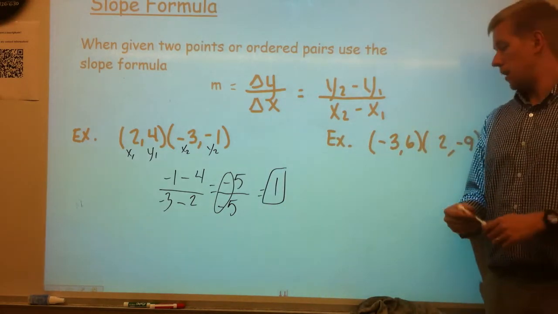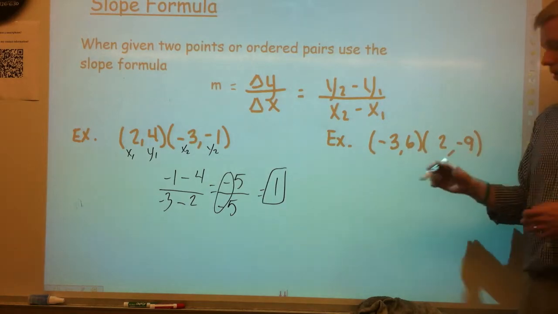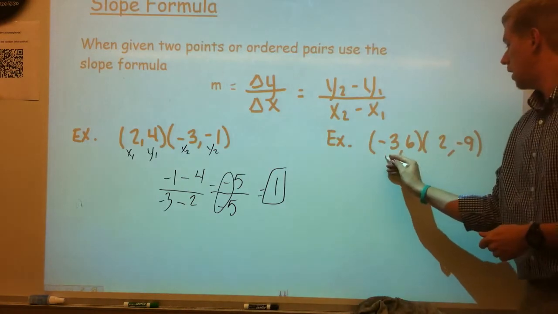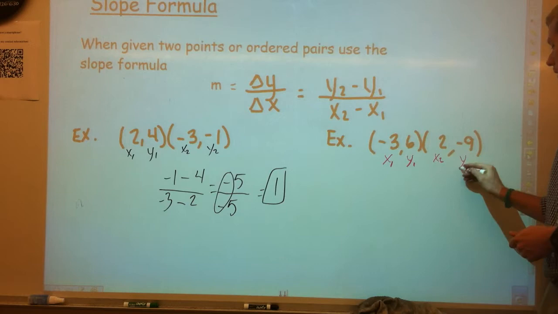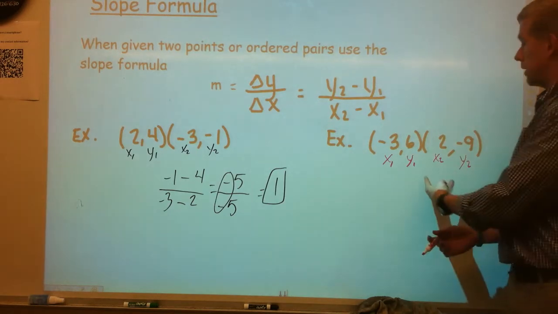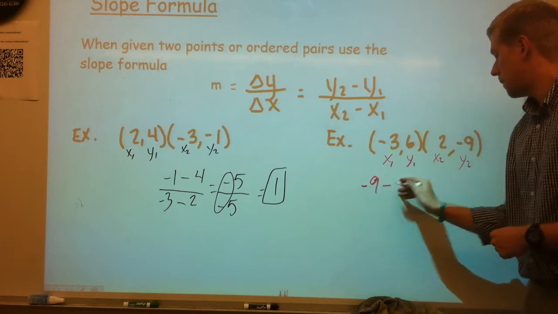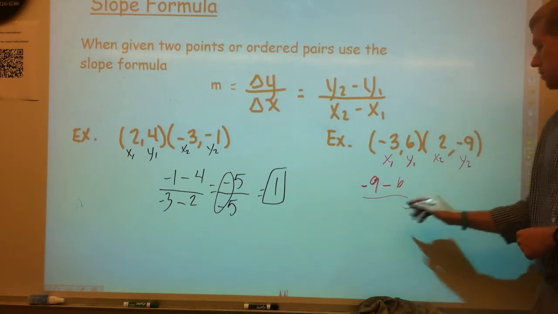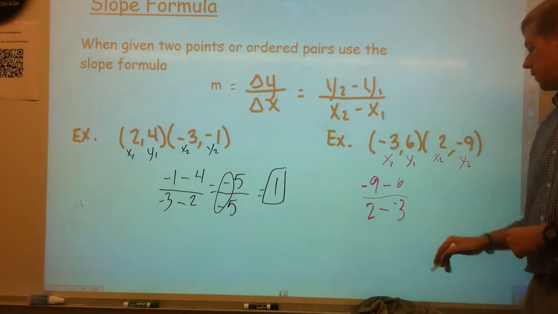We're going to do it another time. We have 2 points here, (-3, 6) and (2, -9). I'm going to label them. Use a red marker now. We have x1, y1, x2, and y2. Okay? We're just going to plug these into the formula we're given. y2, which is -9, minus y1, which is 6, divided by x2 minus -3.